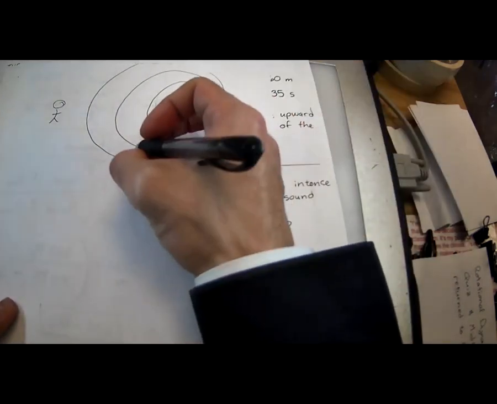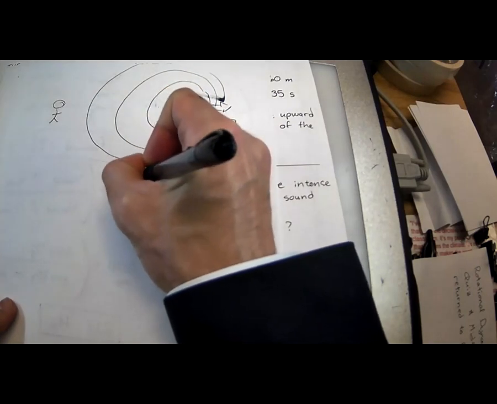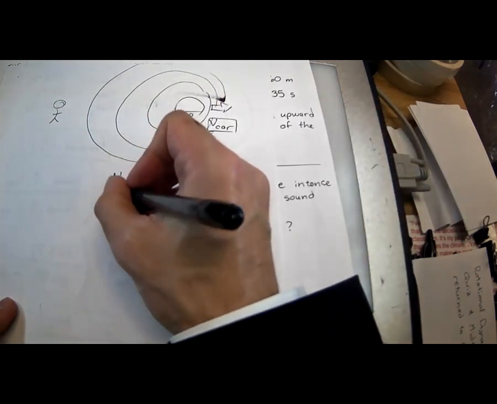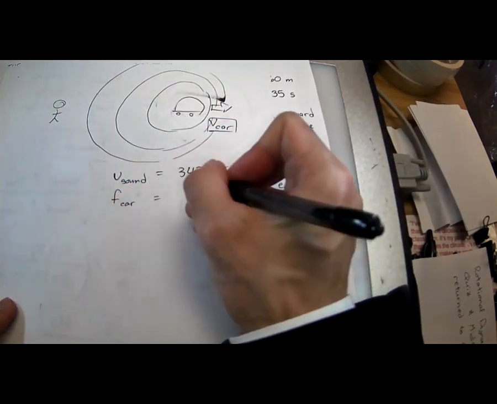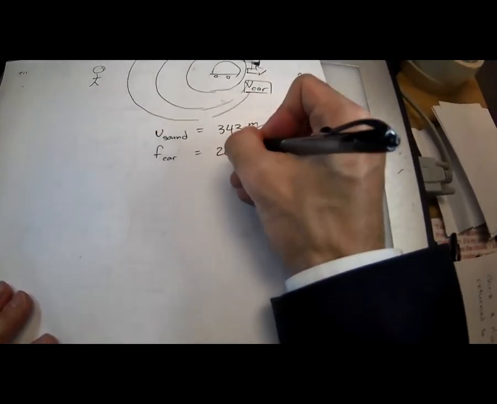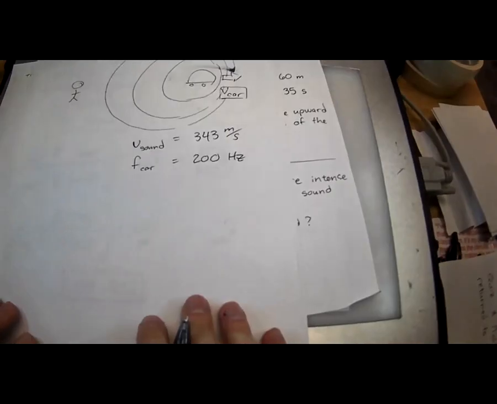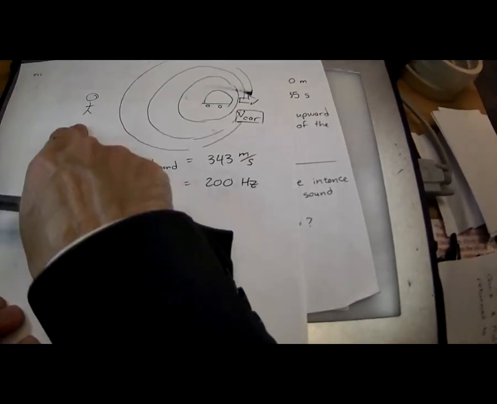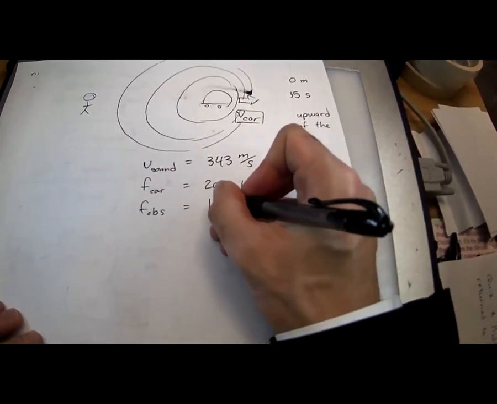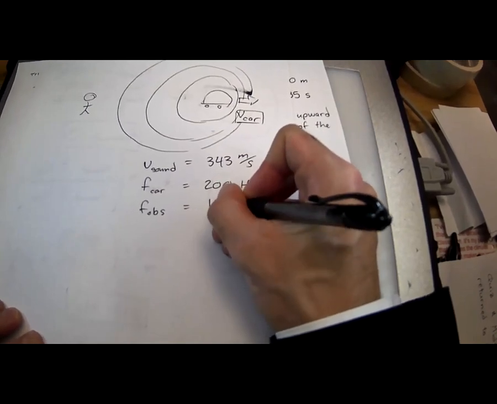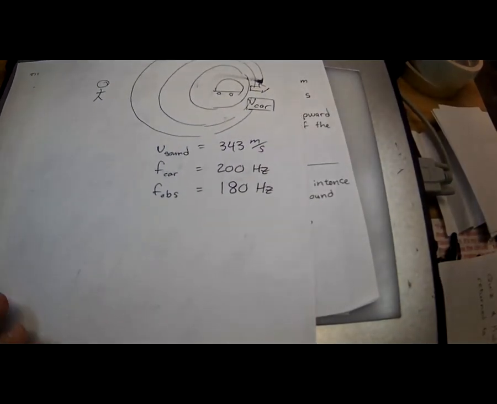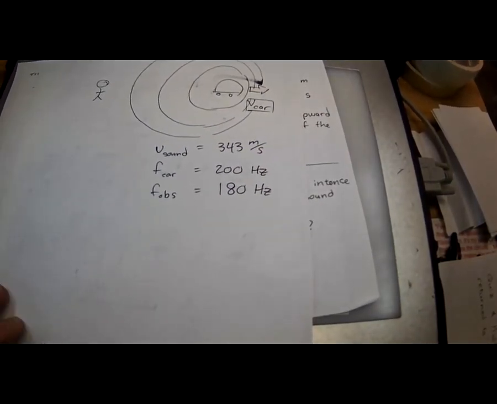Some numbers. Let's have the speed of sound as 343 meters per second, just like before. Let's have the car horn frequency at rest be the same as before, 200 hertz. And let's say that the observed frequency is 180 hertz. What is the speed of the car? See if you guys can beat me to the answer on this.